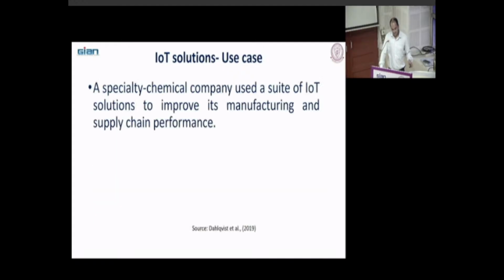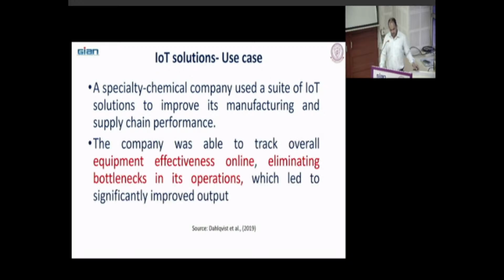Another one, a specialty company used a suite of IoT solutions to improve its manufacturing and supply chain performance. The company was able to track the overall equipment effectiveness online. So all the machinery's performance you can check online. You don't need to go and visit the machine's performance, eliminating bottlenecks in its operation, which led to significantly improved output.